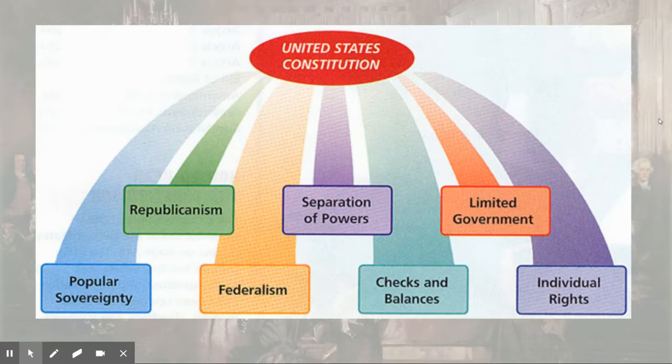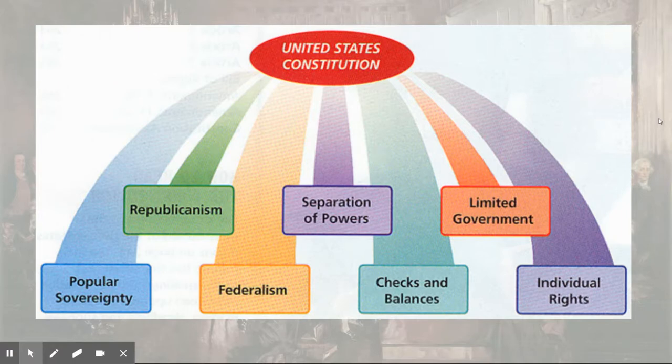Enumerated powers, or numbered powers, are the powers that we give only to the federal government. This means coining money, regulating trade between states as well as foreign trade, maintaining our armed forces, and the creation of our federal court system. Reserved powers are those powers given to the states. These include the creation of our school systems, marriage and divorce laws, as well as trade that happens inside of the state's borders.